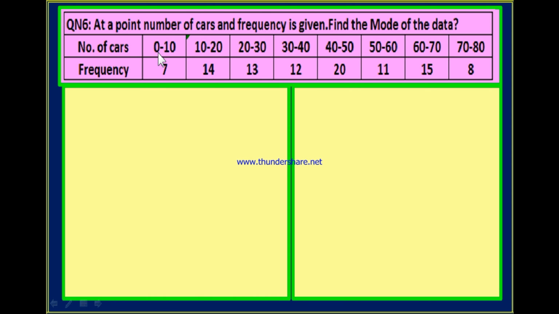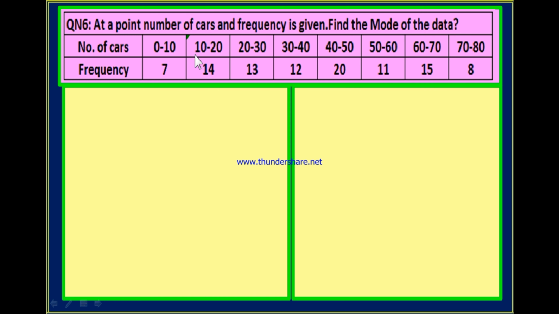The number of cars between 0 to 10, the frequency is 7. And the number of cars from 10 to 20, the frequency is 14. From 20 to 30, the frequency is 13. From 30 to 40, the frequency is 12. From 40 to 50, the frequency is 20. From 50 to 60, the frequency is 11. From 60 to 70, the frequency is 15. And from 70 to 80, the frequency is 8. For this group of data, you have to find the mode, isn't it?